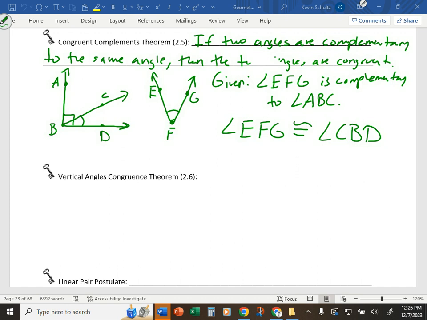All it means is that they add up to be 90. We're not given angle measures, so we don't know. It looks like ABC is a little bit bigger, but it doesn't really matter. Because whatever this is, to sum to 90 with ABC, if this is 50, this has to be 40, right? If this is also complementary to ABC, this also has to be 40.